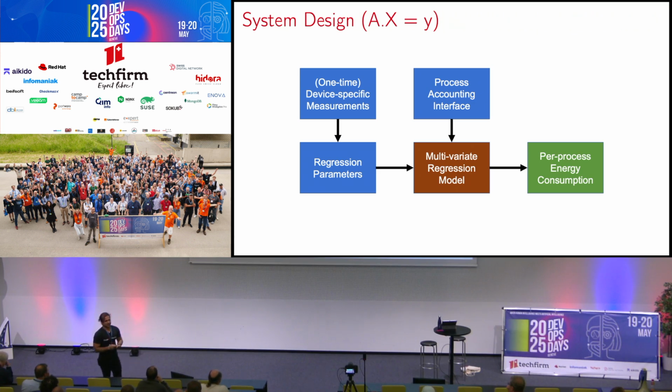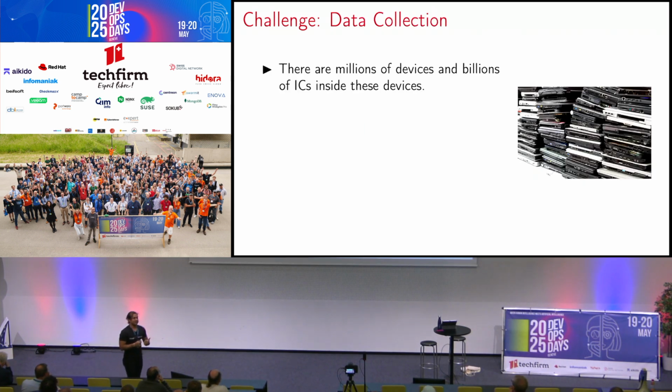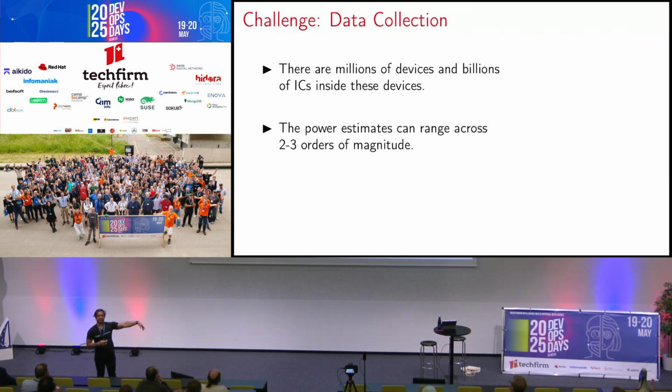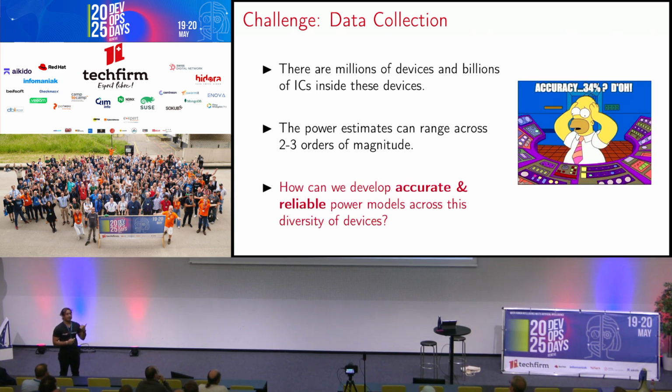What are the problems with this? What I would love to discuss with you, what I would love to get feedback on. There are millions of devices, as you pointed out, and billions of ICs inside these devices. The ecosystem is fragmented. And this means that the models can have values ranging from a few milliwatts to actual watts. And we need accurate and useful models, right?